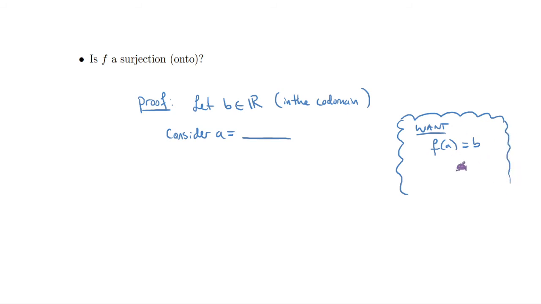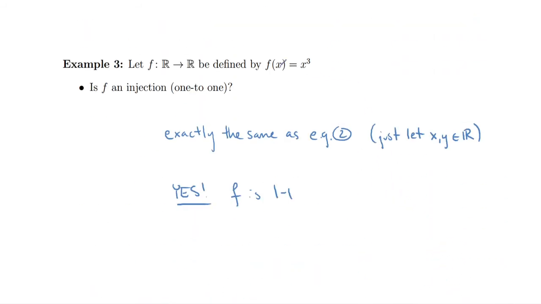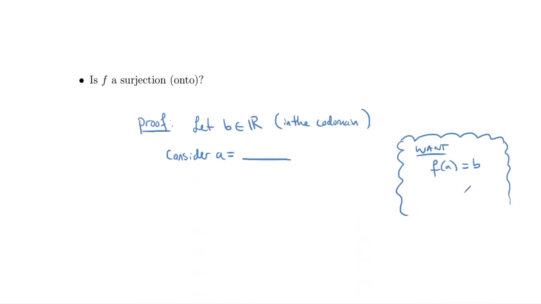So on scrap paper, you kind of reverse engineer this. You're kind of forcing the situation. So what is f of a? Well, f of a, according to our rule, is going to be a cubed. So you effectively want a cubed to be equal to b. And now, can you solve for a? Well, yeah, I could take the cube root of both sides, and I get a is the cube root of b.